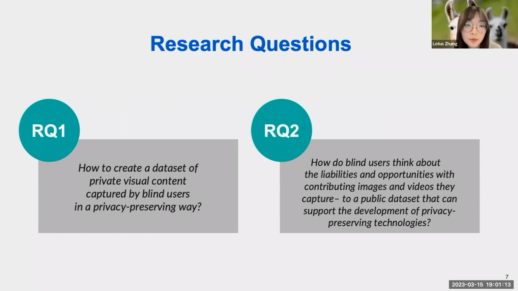We delve into this broad research question by looking from two angles. First, methodologically, how can we create a dataset of private visual content captured by blind users in a privacy-preserving way? Second, from blind people's perspectives, how do they think about the liabilities and opportunities with contributing images and videos they captured to a public dataset that can support the development of privacy-preserving tools?